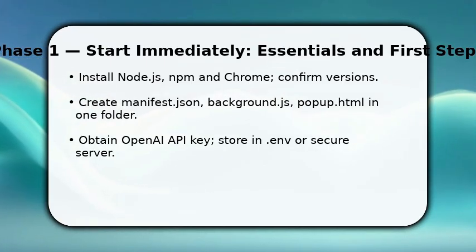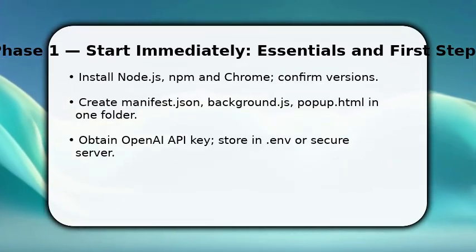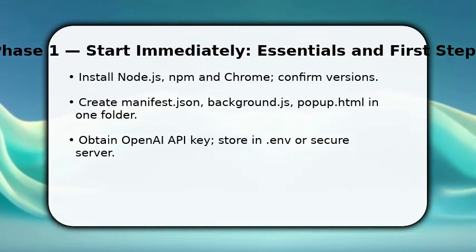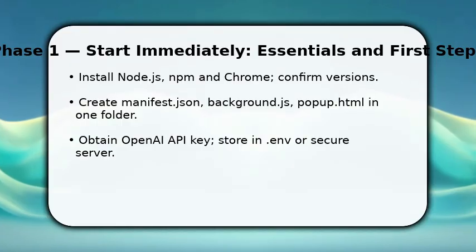Next, secure your OpenAI API key. Do not hardcode it, use a local env or proxy server for requests. These steps let you iterate safely and avoid leaking credentials during development.